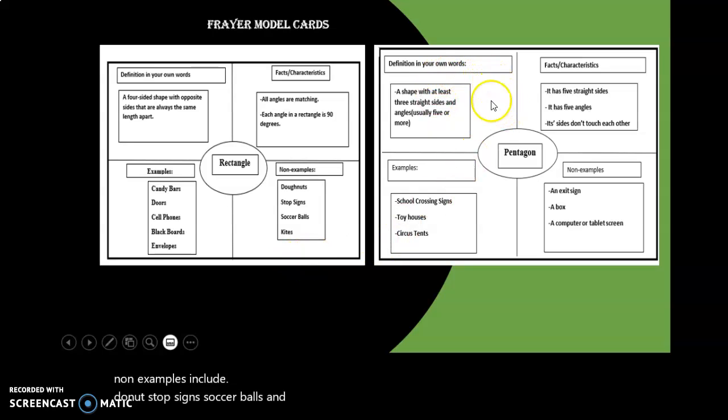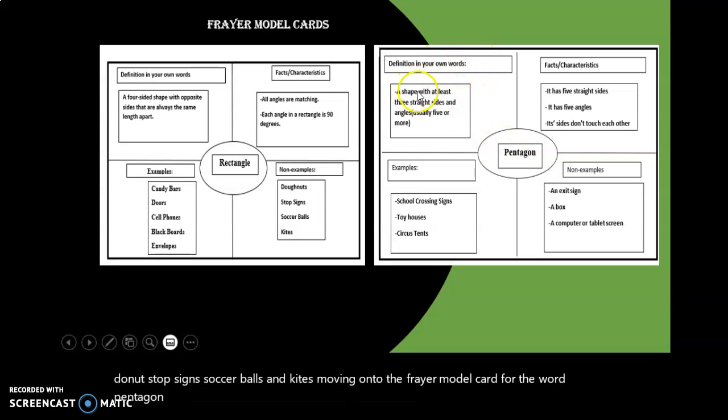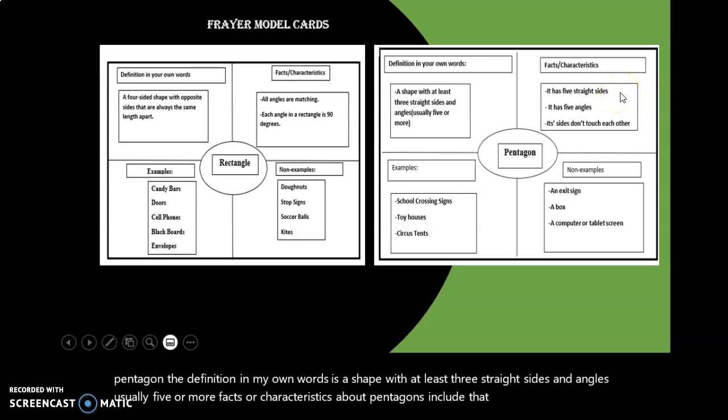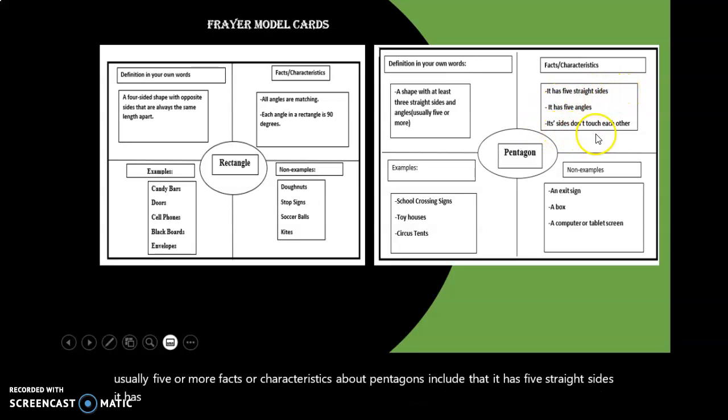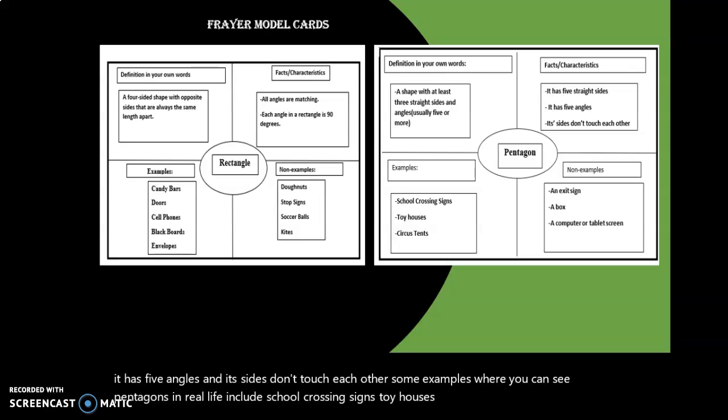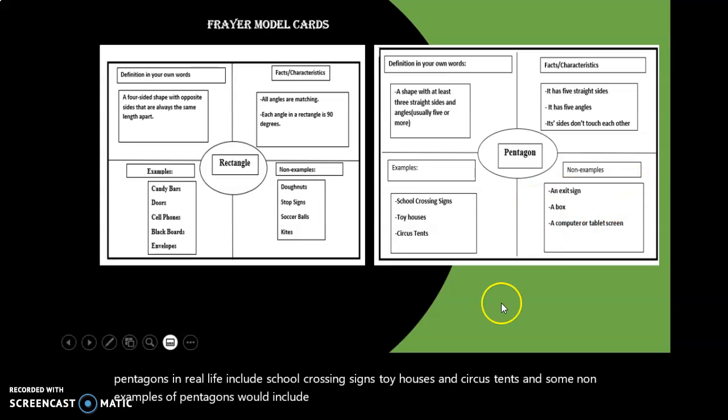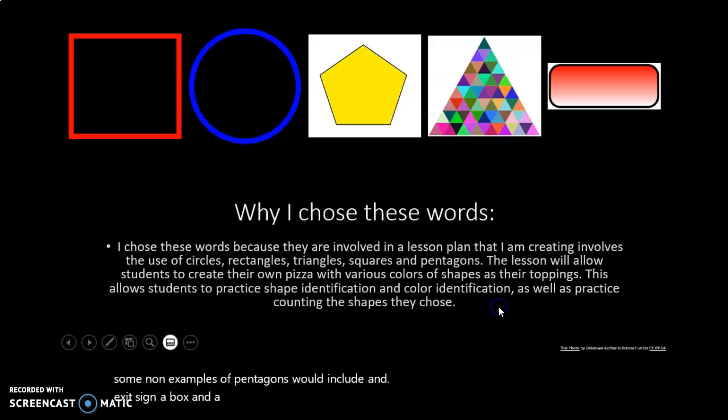Moving on to the Frayer model card for the word pentagon, the definition in my own words is a shape with at least 3 straight sides and angles, usually 5 or more. Facts or characteristics about pentagons include that it has 5 straight sides, it has 5 angles, and its sides don't touch each other. Some examples where you can see pentagons in real life include school crossing signs, toy houses, and circus tents. And some non-examples of pentagons would include an exit sign, a box, and a computer or tablet screen.